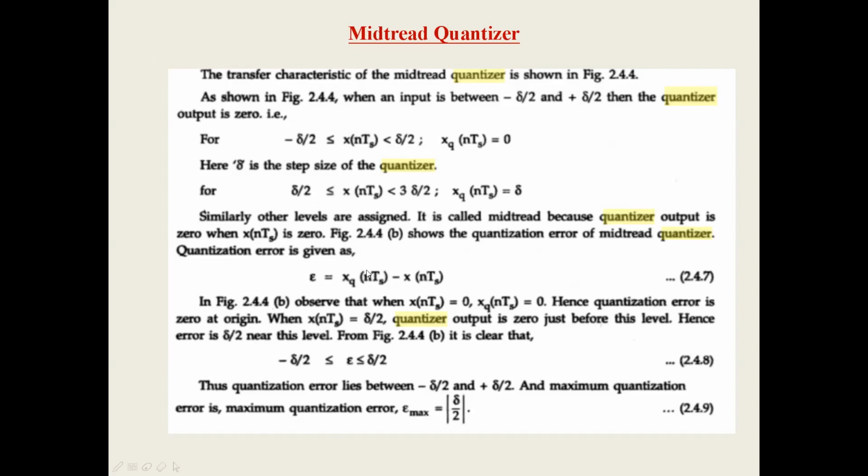And for xq of nTs, when the input is 0, the output is 0 and the quantization error is also 0. And at delta by 2, when the input is delta by 2, the output is delta. So delta minus delta by 2, we can treat it as delta by 2. That's why we are getting minus delta by 2 and plus delta by 2 values, right?